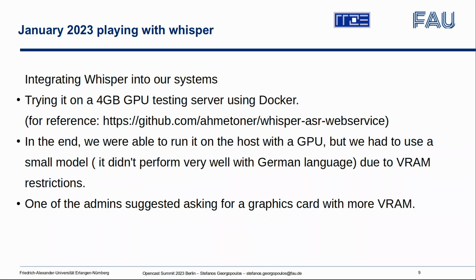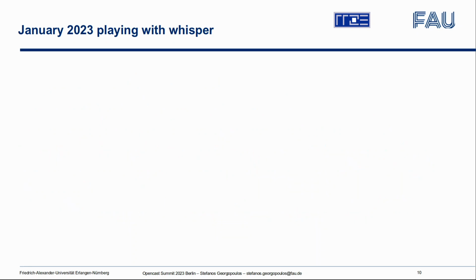But we had a problem. This thing had 4 GB of RAM. And we couldn't start a medium model, because the medium model needs 5 GB of VRAM, so a graphics card. And the admins said to me, yeah, just ask the people that give you that server.